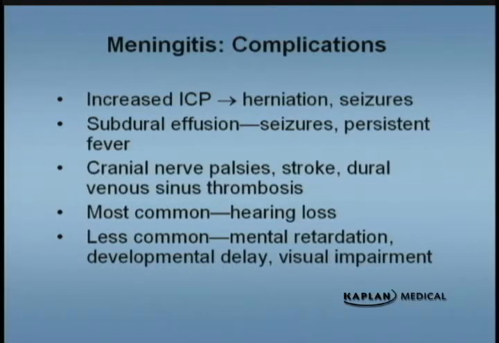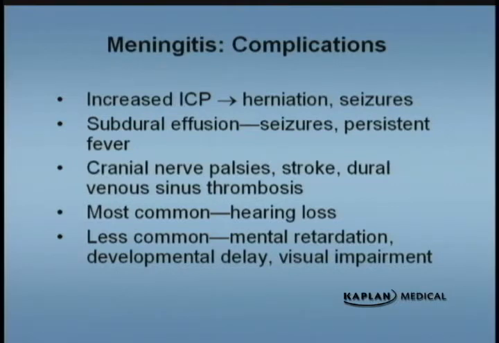Subdural effusions are very common with H. influenza type B. These are usually sterile effusions. You'll be suspicious for them when the patient has been treated, for example, for a week with appropriate antibiotics and is doing fine and is afebrile and starts to develop fever again. Think about subdural effusions. Sometimes they need to be tapped. Most of the times they need to be left alone. Cranial nerve palsies can also occur with meningitis. The most common complication with meningitis is hearing loss.